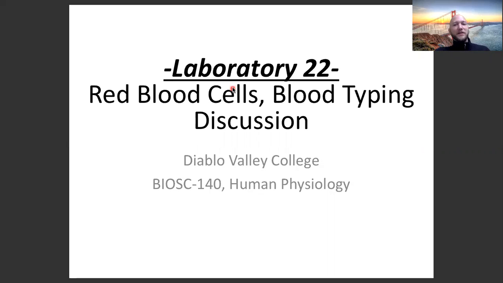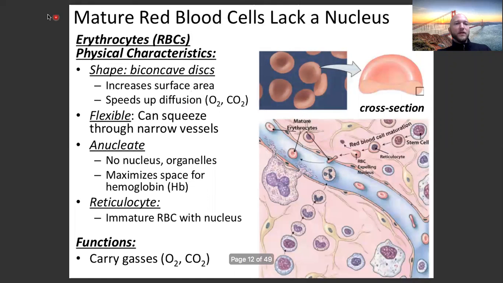This video is going to cover the discussion part of Laboratory 22, red blood cells and blood typing discussion. All right, so let's get right into it. Mature red blood cells lack a nucleus. So we're going to talk a little bit about some background information on red blood cells to start out. So mature red blood cells lack a nucleus.